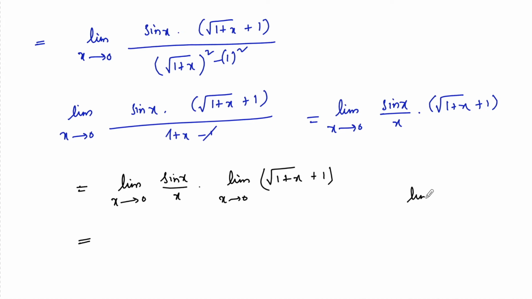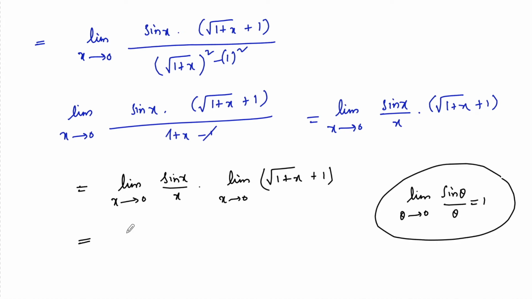And since we know that limit theta tends to 0, sin theta upon theta is equal to 1 with theta in radians, we can write limit x tends to 0 sin x upon x is 1 into, when you substitute x equal to 0, root over 1 plus 0 plus 1. So root 1 is 1, 1 plus 1 is 2. So 1 into 2, the answer is 2. Okay.